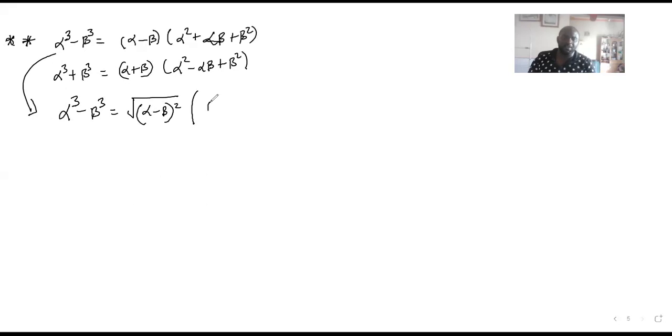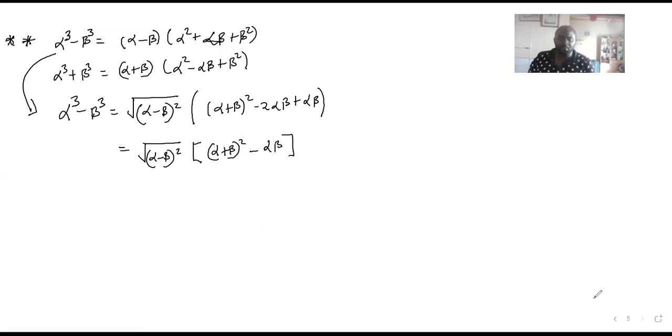Then the inside term will have alpha plus beta squared minus 2 alpha beta plus alpha beta. Then this will take me to root of alpha minus beta squared into alpha plus beta squared minus alpha beta.